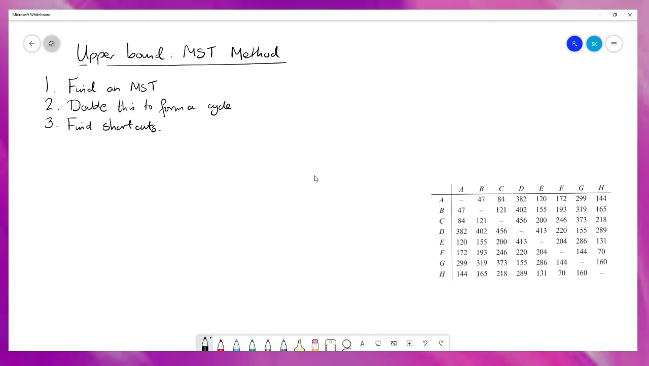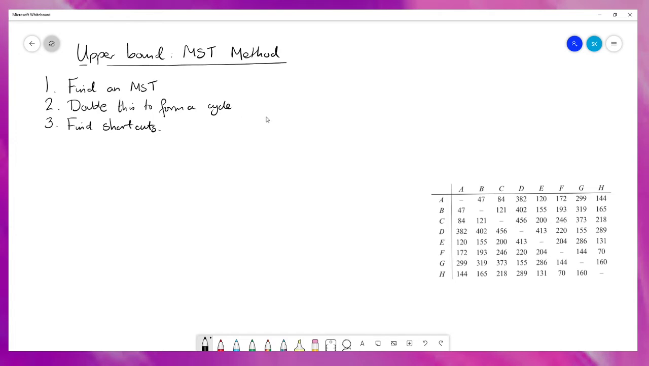This is a little bit of a longer question than the other method for finding an upper bound, but it's quite a nice one because it means that you can do more things in a question, because the first part is finding a minimum spanning tree. This is using Prim's or Kruskal's algorithm to find a minimum spanning tree. What you then do, because the answer that we're trying to find, we need it to be a TOR, or a cycle, we take our minimum spanning tree and we double it.